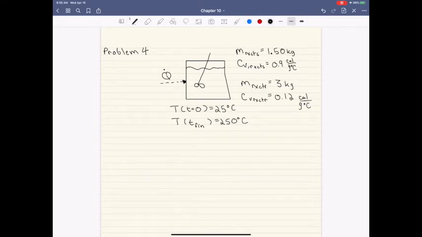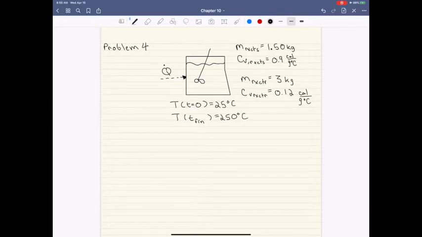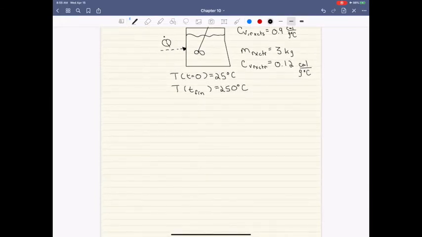So in order to think about the problem as being one component rather than two different components, I'm actually going to calculate some average properties. Specifically, I'm going to calculate an average heat capacity for the system, so a CV average. And the way I'm going to calculate that is I'm going to assume that the average heat capacity is just a weighted average of the heat capacities of each of the individual components, the reactor contents and the vessel itself.